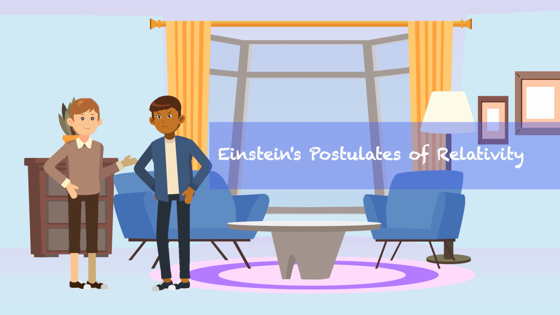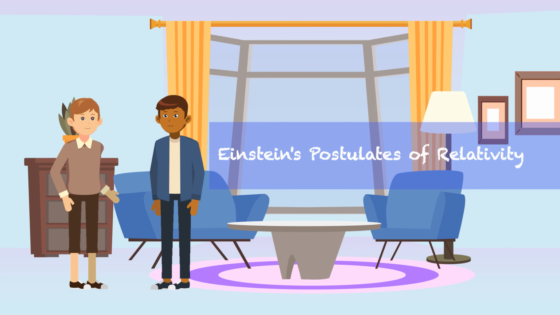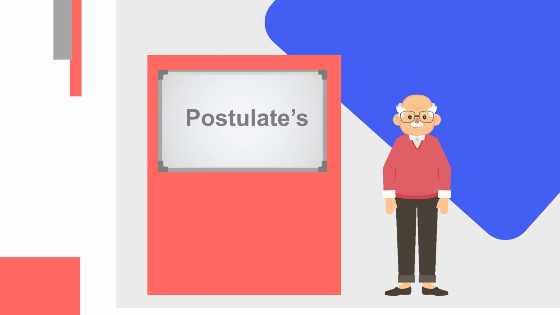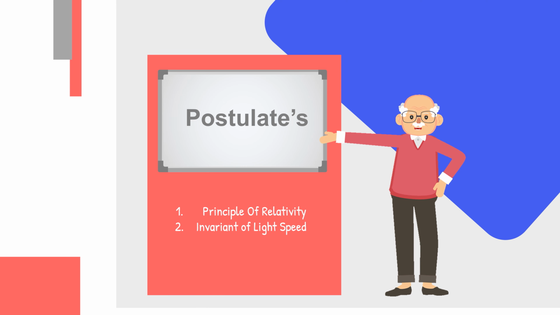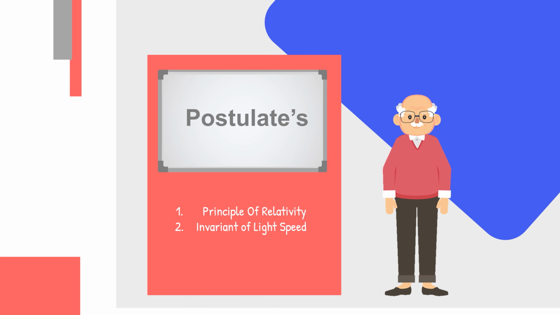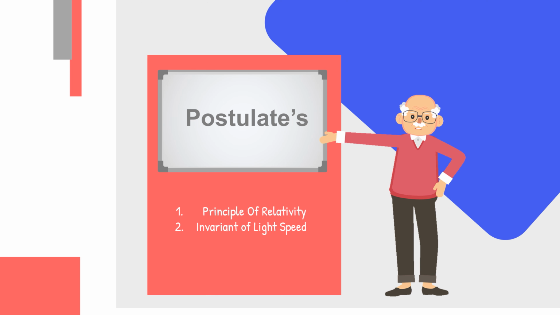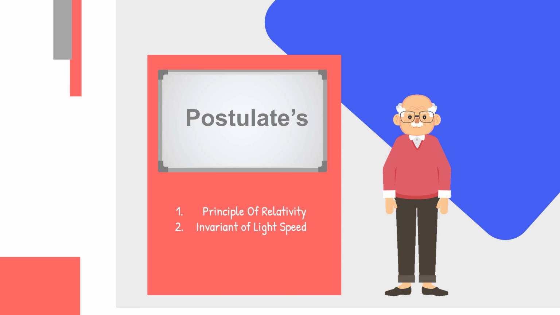Einstein's postulate of relativity. Einstein had given two postulates, that is, the principle of relativity and the invariant of light speed. So, to continue further, we first need to understand what is frame of reference.